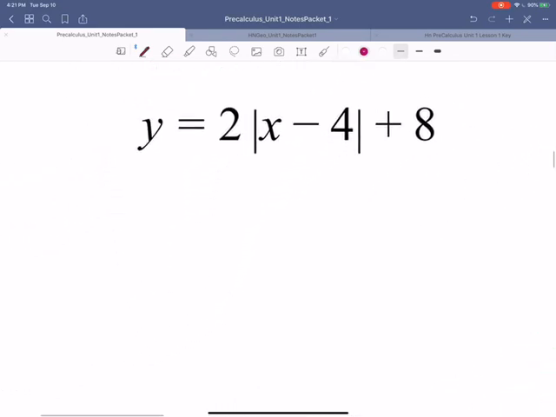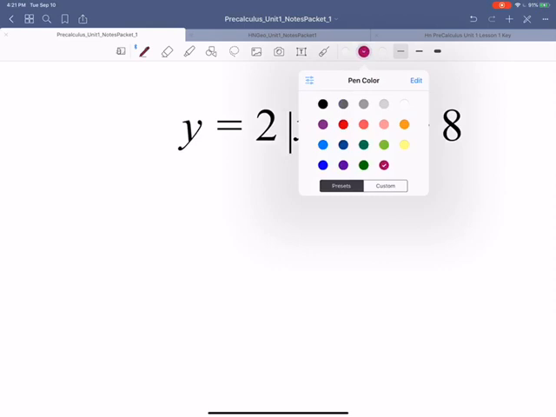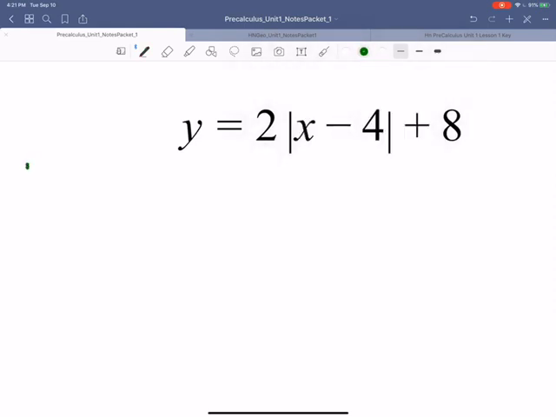Now let's look at this absolute value function, y equals 2 multiplied by the absolute value of x minus 4, plus 8. So it's helpful to start by thinking about what the graph of y equals the absolute value of x looks like. We might remember that this looks like a V with a vertex at 0.